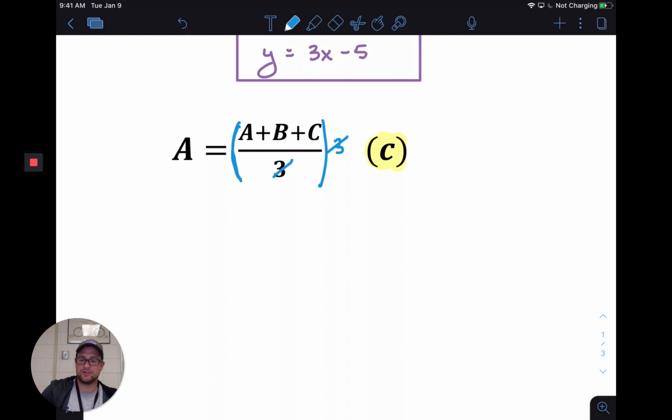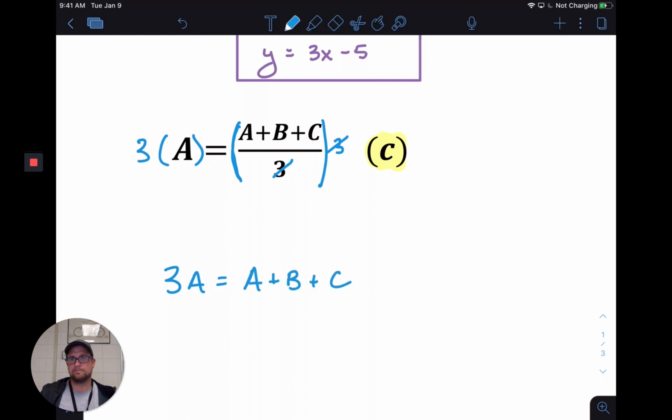They're inverse operations. But since this is an equation, whatever we do to one side, we have to do to the other side. Otherwise, we won't stay balanced. Now, 3 times a is, of course, 3a. Since our two 3's cancel out already, we're going to be left with a plus b plus c.